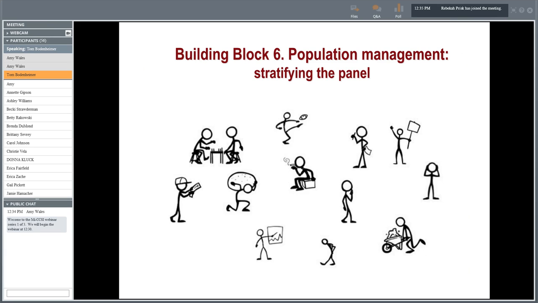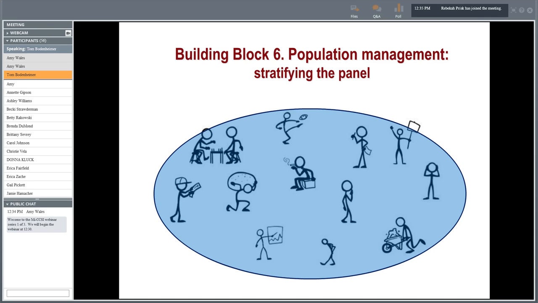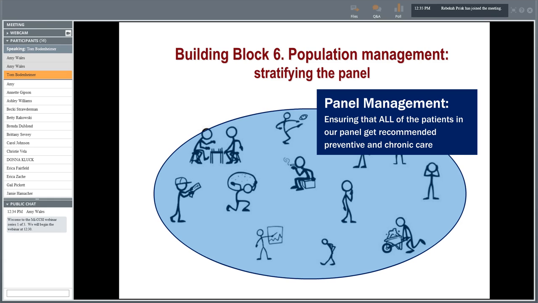If you look at population management, you can stratify your population. The population could be everyone who comes to your practice or clinic, or it could be everyone who is impaneled to you as a provider or as a team. If you look at the whole population, everyone in the population needs what we call panel management, which is making sure that they have all their chronic and preventive care routine needs met. So making sure that everyone has cancer screening, that everyone with diabetes has all of the different lab tests that they need on a regular basis. So panel management is the part of population management which is for every single person in your population.